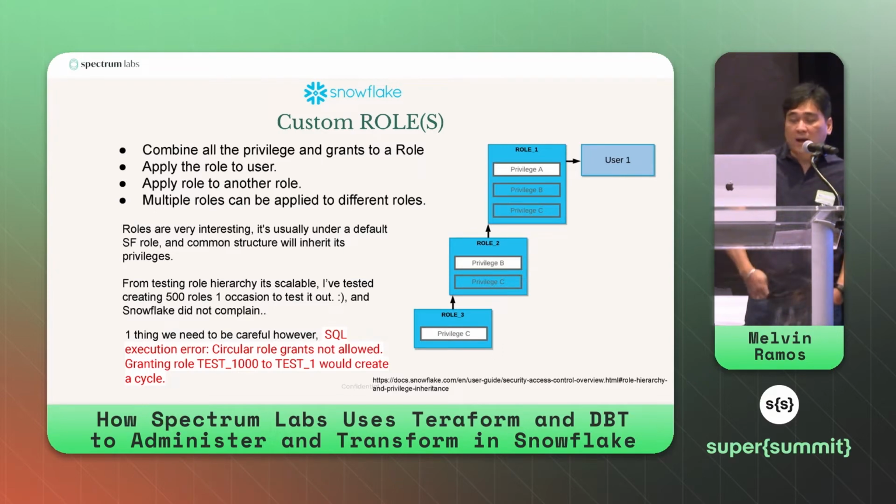And the hierarchy of the roles is really scalable. I tested 500 in my previous job before joining Spectrum, and creating 500 roles is not that bad, and it's easily done. There's no issue with Snowflake with regards to that. So it's really scaling out in that sense. I heard from some companies they are even using 1,000 roles. So, well, yeah, I think they can handle it. The only thing that we really need to be careful about is obviously this circular role, right?